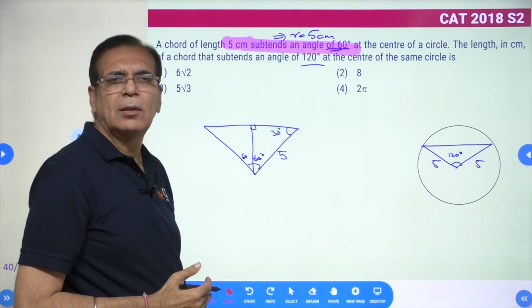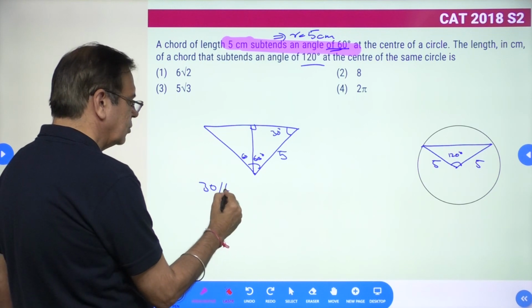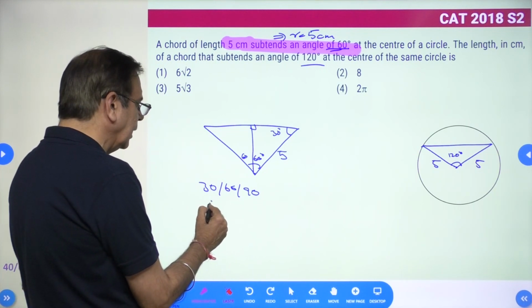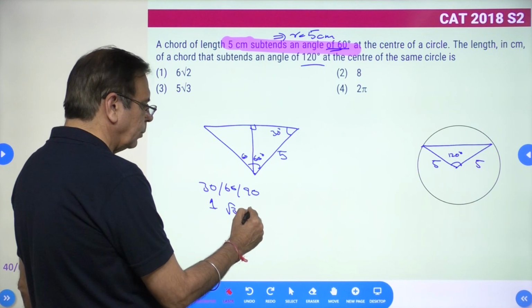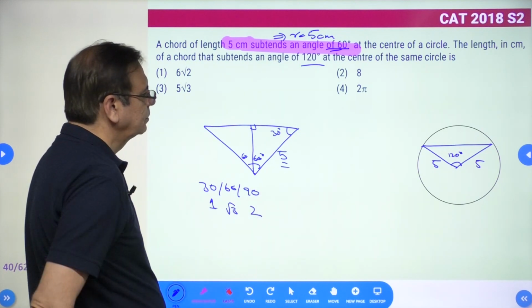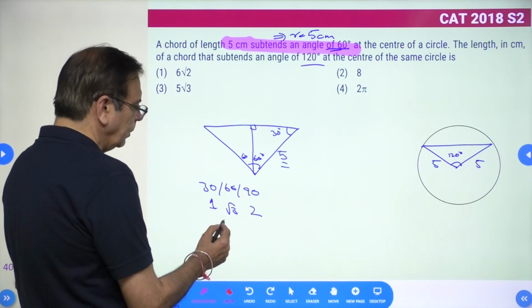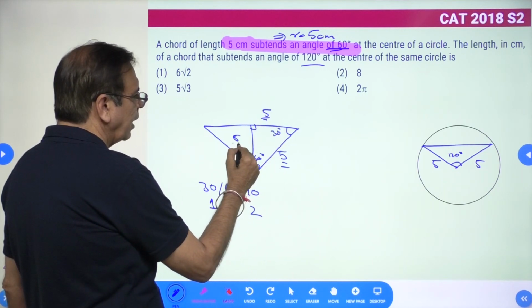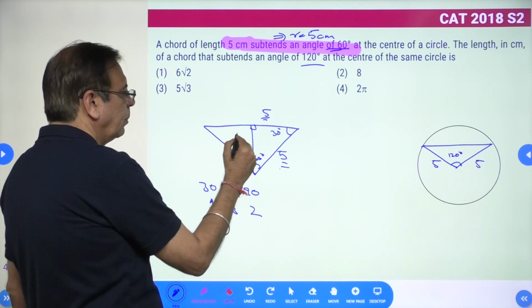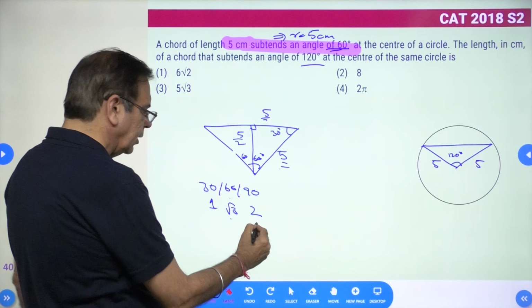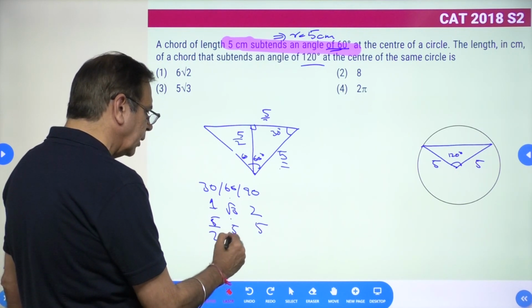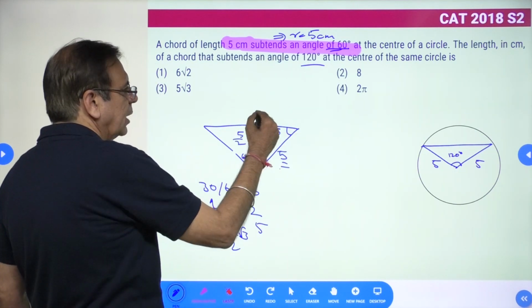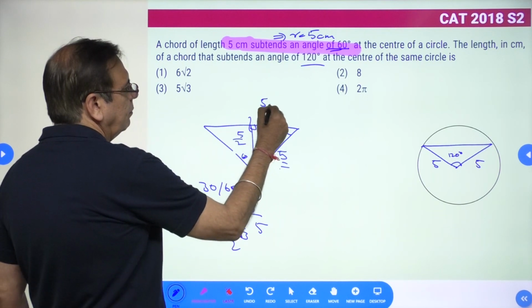We are back to that stupid thing called the 30, 60, 90 right triangle. If the side opposite 30 degrees is 1, opposite 60 degrees is root 3, the hypotenuse will be 2. The hypotenuse is 5. If this is 5, opposite 30 degrees will be 5 by 2 and opposite 60 degrees will be 5 root 3 by 2. So the third side, the one you are interested in, or half the chord, will be 5 root 3 by 2.